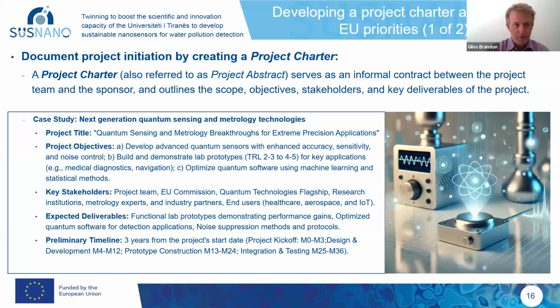We'd obviously come up with some initial title for our proposal. It might look something like Quantum Sensing and Metrology Breakthroughs for Extreme Precision Applications. We would say some words about what the project objectives are, which is written down here. We importantly say some words about what TRL levels we'd be working at. We would identify who the key stakeholders are: the project team, European Commission, Quantum Technologies Flagship, etc. We'd say some words about the expected deliverables in our project. And we would also capture in this project charter a preliminary timeline for the project. So we perhaps say it'd be for 3 years, and what the main dates would be for the different parts of the project.